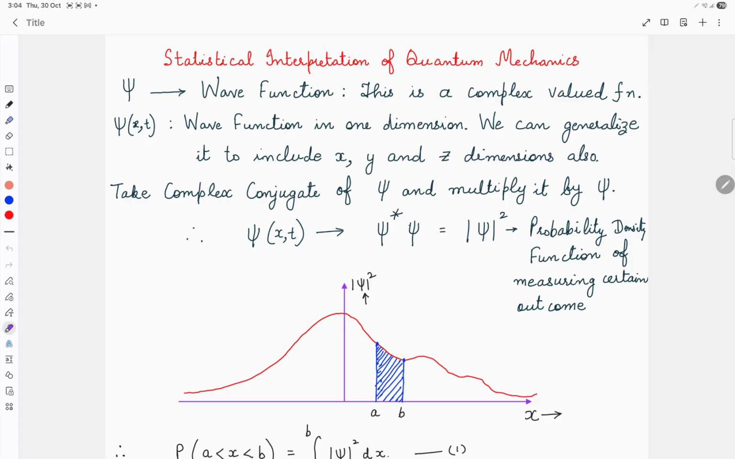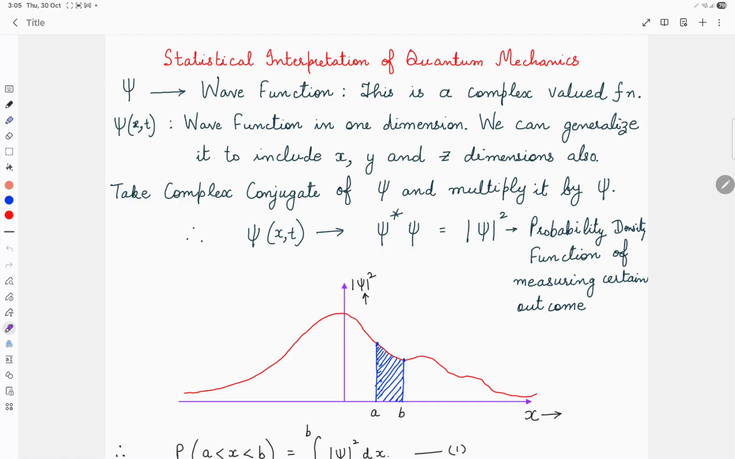Now, because this is a complex valued function, we can take the complex conjugate of psi. If we take the complex conjugate and multiply the two functions, starting from this wave function psi, which is dependent on x and t, we take the complex conjugate of this function and the function itself, we multiply the two, and this will give me the magnitude squared of the wave function. This magnitude squared is basically the probability density function of measuring a certain outcome.